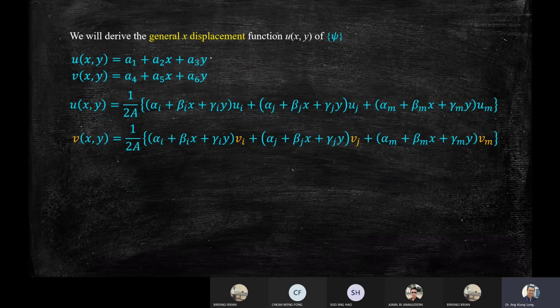As you can see, what's happening for the past 15 minutes, we changed a simple equation of A1 plus A2 x plus A3 y into alpha, beta, gamma, and that particular UI location, UJ location, and UM location. Okay, we already changed the simple equation into alpha, beta, gamma terms and also displacement at point I, displacement at point J, displacement at point M.